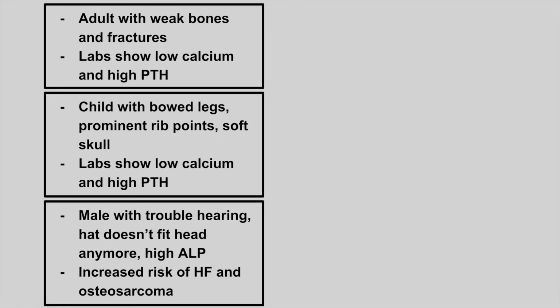Next, we have an adult with weak bones and fractures, and labs show low calcium and high PTH levels. So this is osteomalacia, also known as vitamin D deficiency. Okay, and it leads to lack of mineralization of the bones, which leads to these really weak bones.